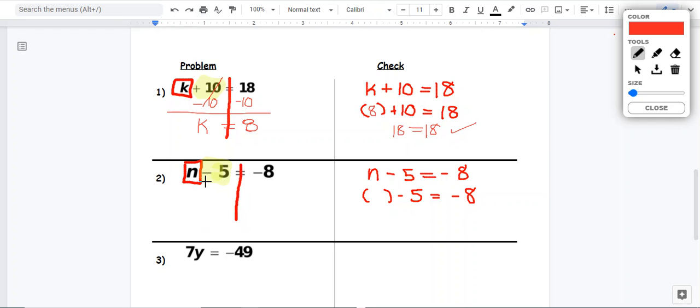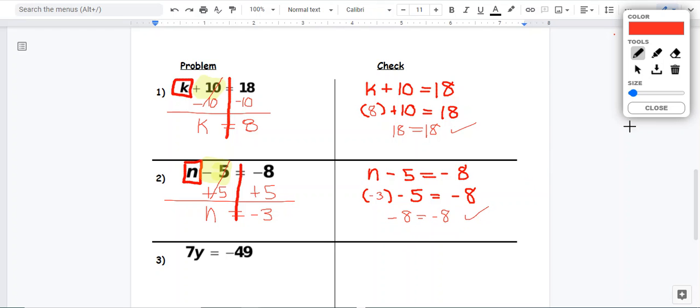The next problem, n minus 5, the opposite would be plus 5, which we do to both sides, don't forget. That cancels out and leaves the n alone on this side and is now equal to negative 8 plus 5 is negative 3. If I substitute that answer of negative 3 into parentheses and check my work, negative 3 minus 5 is negative 8, which does in fact equal negative 8, and we're in good shape.